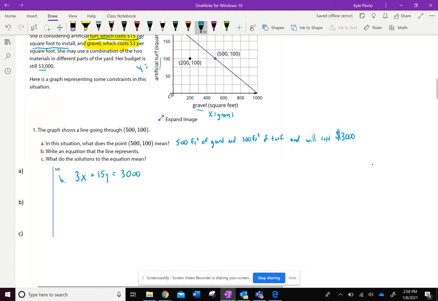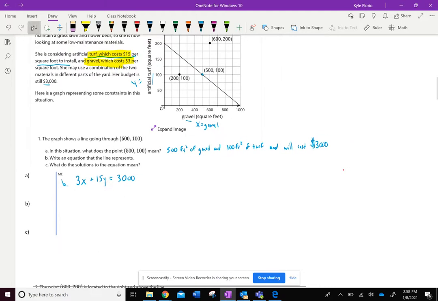Part C, what do the solutions mean? So any solution to this equation is going to be the amount of gravel and turf that this person can purchase, and have it cost $3,000. So the solutions are the combinations of gravel and turf she can buy for $3,000.